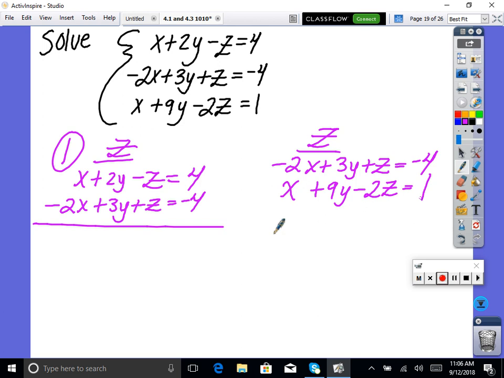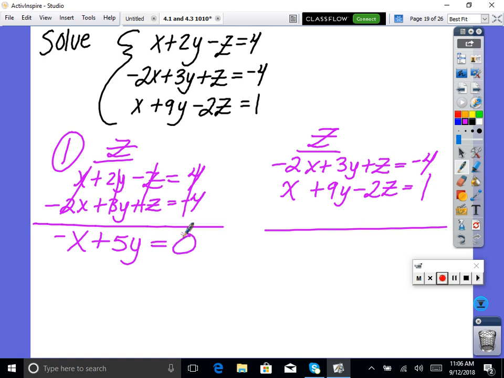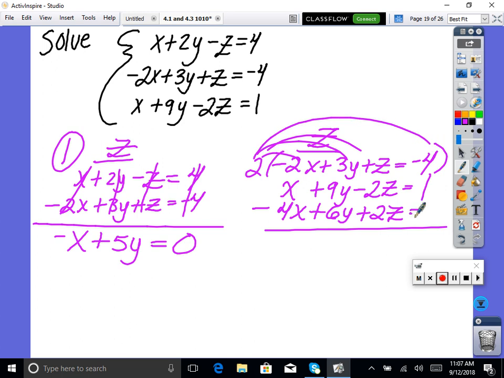And let's start eliminating appropriately here. So z's are going to cancel out automatically, so let's add straight down. So we get negative x plus 5y equals 0. Correct. Alright, we're doing z. This needs to be positive 2. So we need to multiply by 2, giving me negative 4x plus 6y, because I'm distributing, plus 2z, and then it looks like equals negative 8. Add straight down. Negative 3x plus 15y, the z's are gone, and that's equal to negative 7.